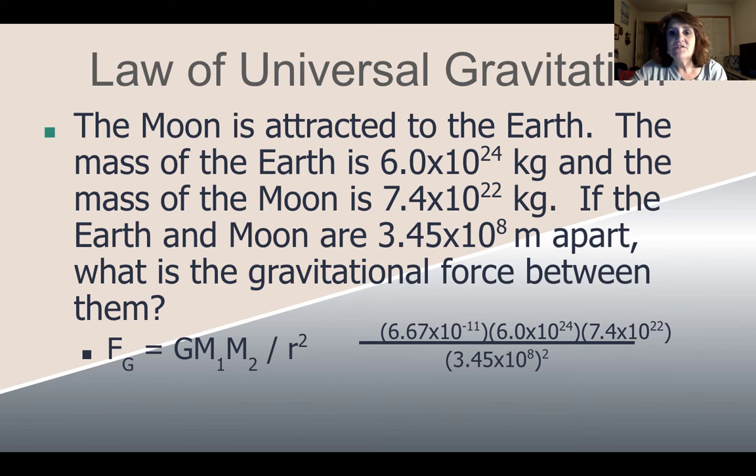So that calculation would be 6.67 times 10 to the negative 11th times 6.0 times 10 to the 24th times 7.4 times 10 to the 22nd, all divided by 3.45 times 10 to the 8th squared, giving you a force of gravity between the Earth and the Moon of 2.49 times 10 to the 20th newtons.